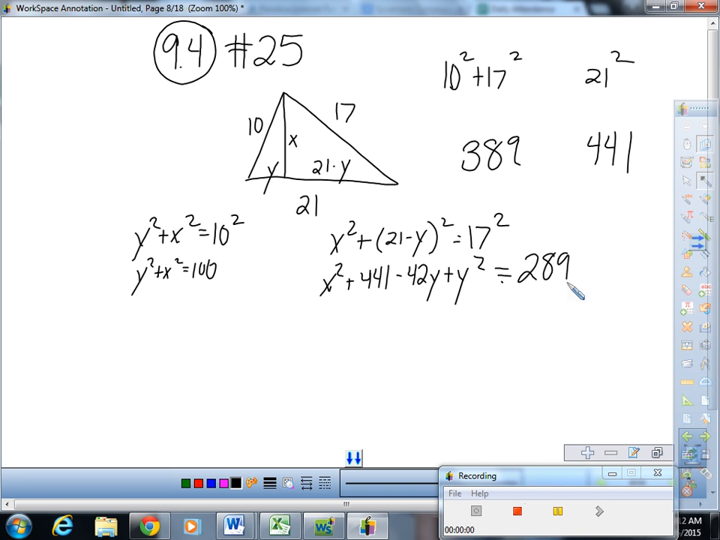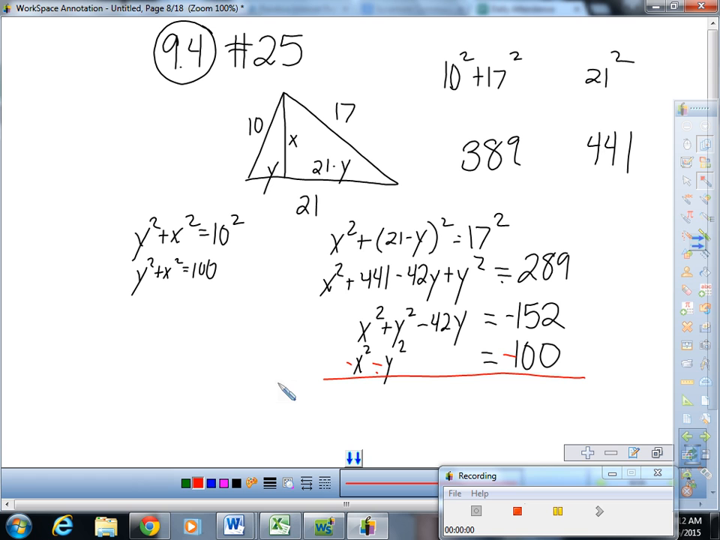All right, so let's combine some things. You get x squared plus y squared minus 42y is equal to, what's 289 minus 441? Somebody help me with that. Negative 152? Somebody check that. Yeah. All right, so now below that, I will rewrite this as x squared plus y squared equals 100, and I'll change them all to negatives. So I just multiply it by negative 1.